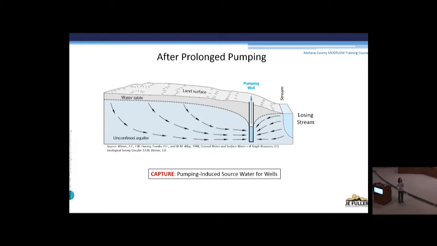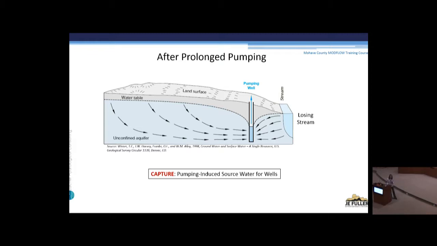So you can see this is a big alteration, a complete change in the pattern of base flow here. But now this is a losing stream. It's no longer even a slightly gaining stream. It's completely losing. So this has turned that river around into something that's providing water to this groundwater well. And that would be a source of capture.